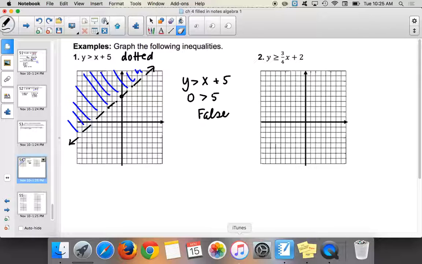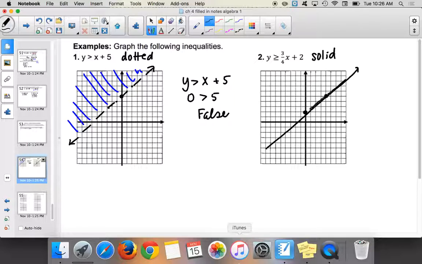I have y is greater than or equal to 3/4 x plus 2. So I'm going to start at my y-intercept of 2, and my slope is going to be 3/4. So I go up 1, 2, 3, over 1, 2, 3, 4. This time I have a solid line. I had a typo at the top. I mixed up my solid and my dotted by accident. So I have a solid line when I have greater than or equal to or less than or equal to. So I'm going to draw the line in.